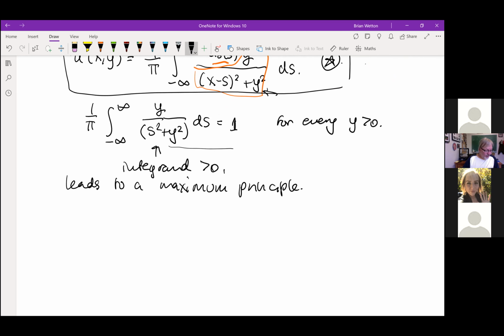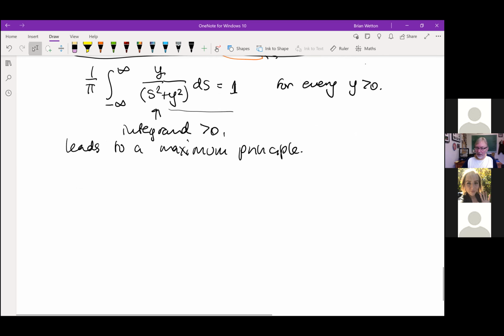Okay, we've got an end of Fourier transforms for a while anyway. We've had a problem on the back burner for a while now, right?